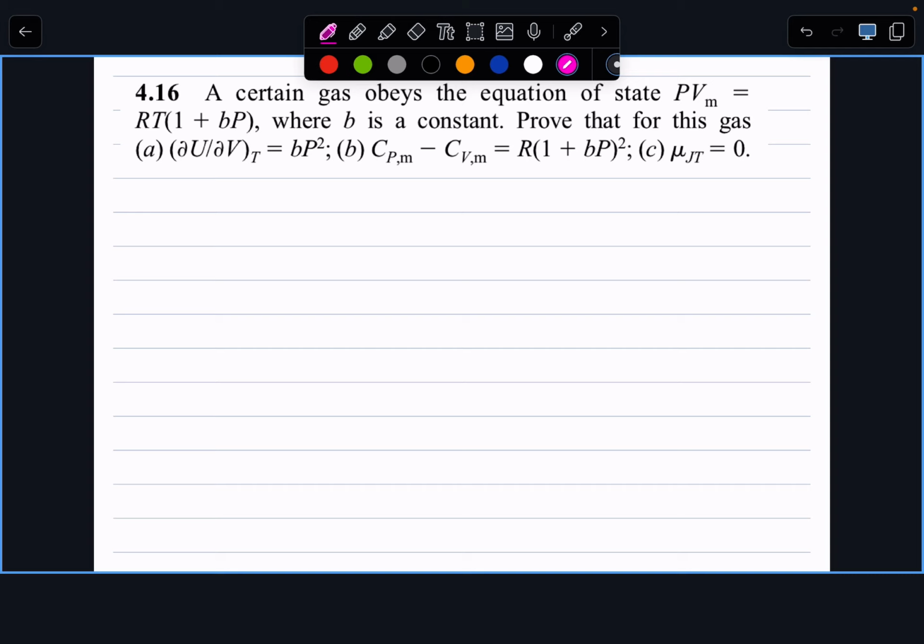What is the difference between your CPM minus CVM? And how can you prove that mu J(T) must equal to 0 for this gas?